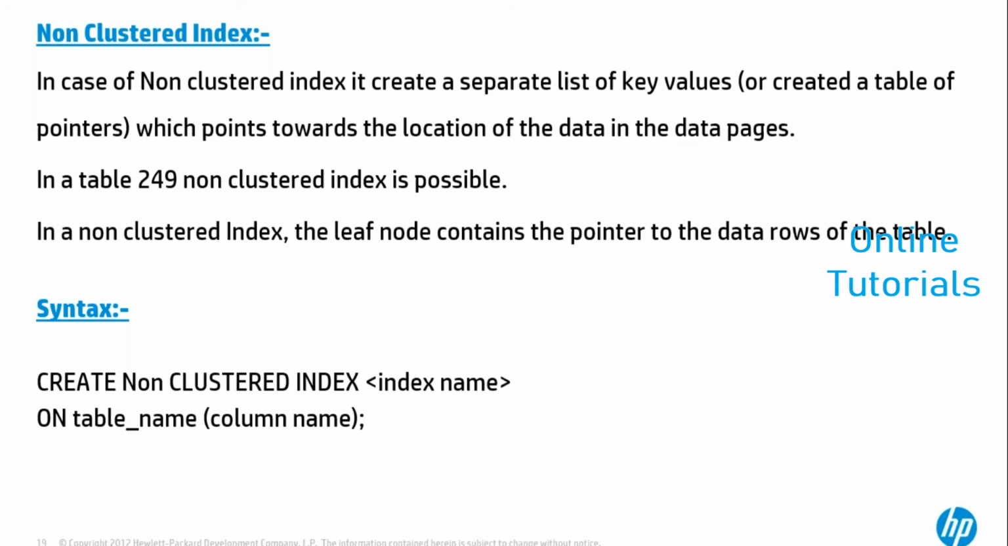Which means if I use select star from table where employee name equals Abdul, in that table ID has an index, but employee name doesn't have an index. So again it will be very slow, because there is no relationship between ID and name.